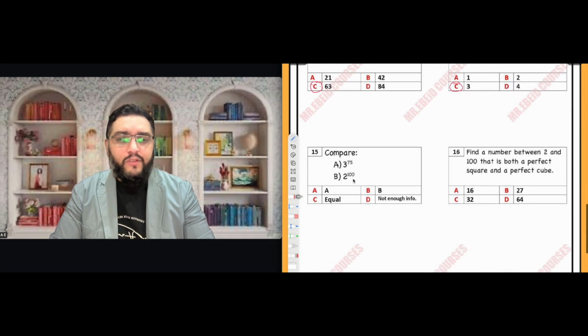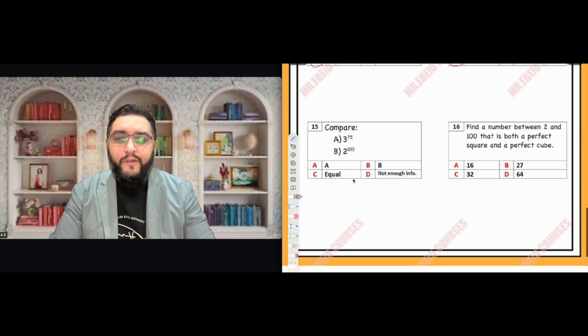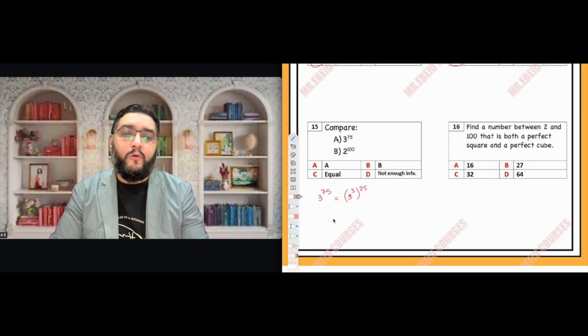Let's move to the next question. Question 15. Compare between 3 power 75 and 2 raised to the power of 100. You can write 3 power 75 as 3 raised to the power of 3, all to the power of 25, as you know that 75 is 3 times 25. So we can write it as 3 power 3, all to the power of 25.